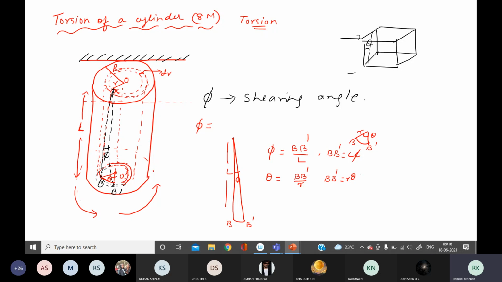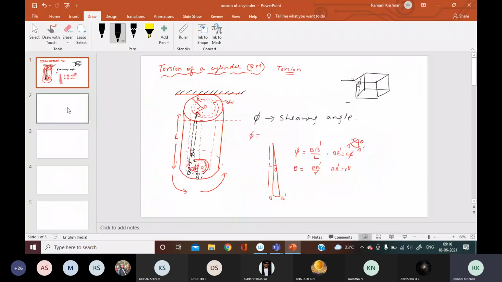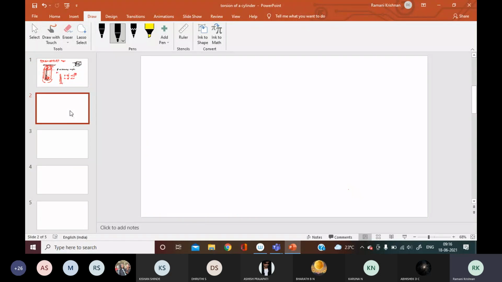For those who joined late, I'll draw this diagram. Do you want me to draw this diagram again? So, those who joined late, this is a fixed end. I have taken a cylinder, and it can be a wire also. So this is a cylinder I am taking. Oh, this is going somewhere. No, one minute.